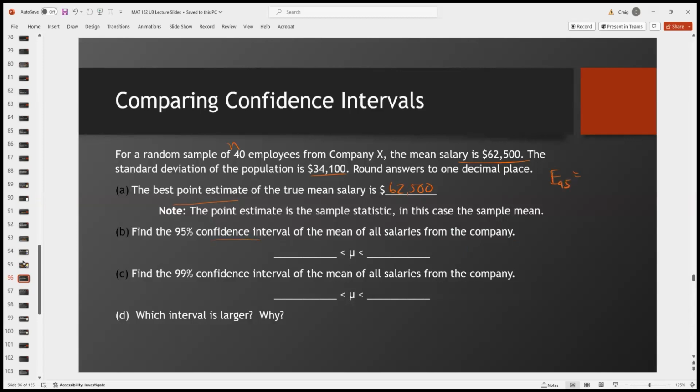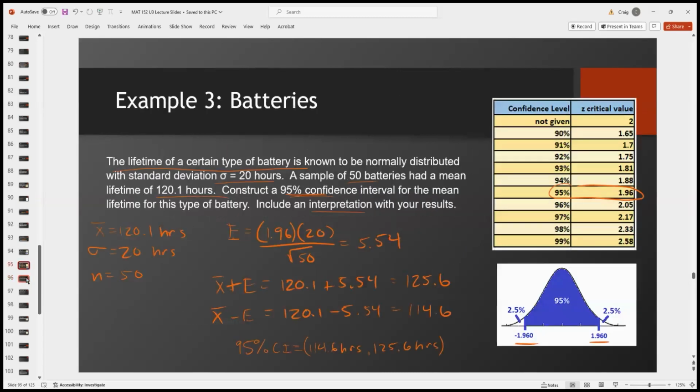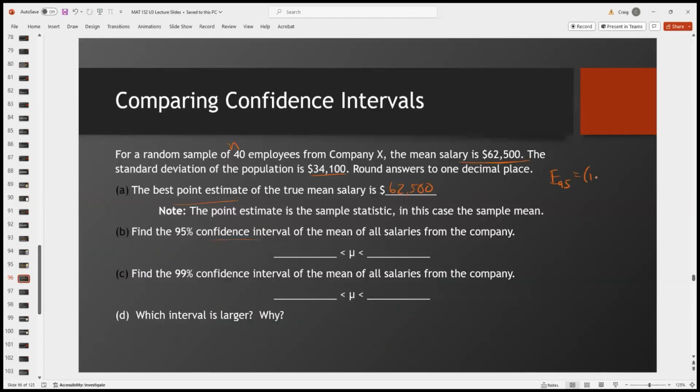we're just going to put a 95 with it, right? That's 1.96 times the standard deviation, 34,100, divided by the square root of 40 for the sample size. And you're going to see we're going to do a very similar calculation again in just a second. And here we get 10, it's a bigger number, 10,568, we'll just round it to whole numbers.